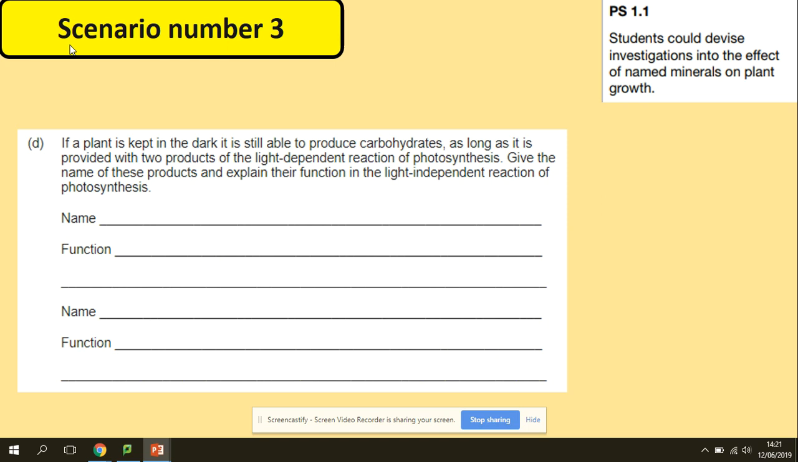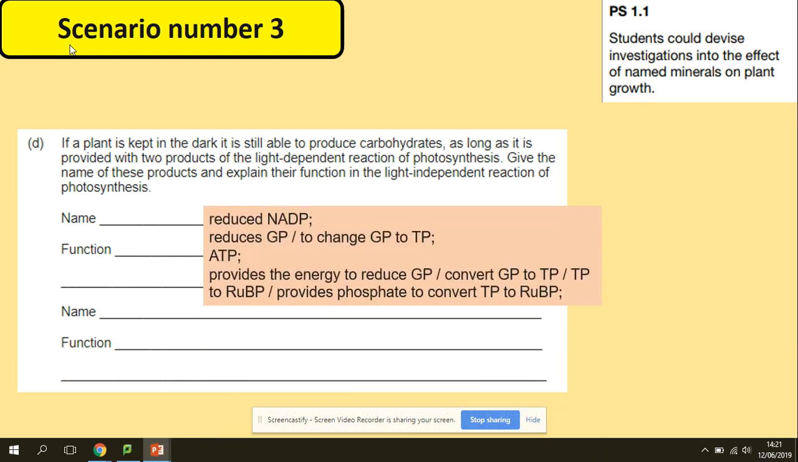You should be aware of the products of the light-dependent reaction, which are ATP and reduced NADP. The function of those is to reduce GP to TP, and the ATP also provides energy to do that process of reduction. That's really important. You could also refer to RuBP, which will be reformed as well. Make sure you remember the products of the light-dependent reaction and their function in the Calvin cycle in the light-independent reaction, because they are the main typical questions.